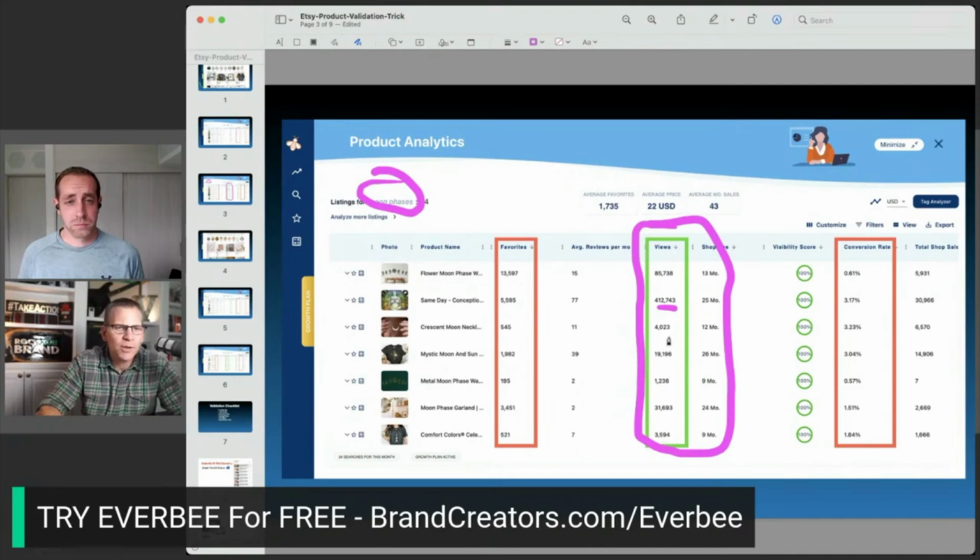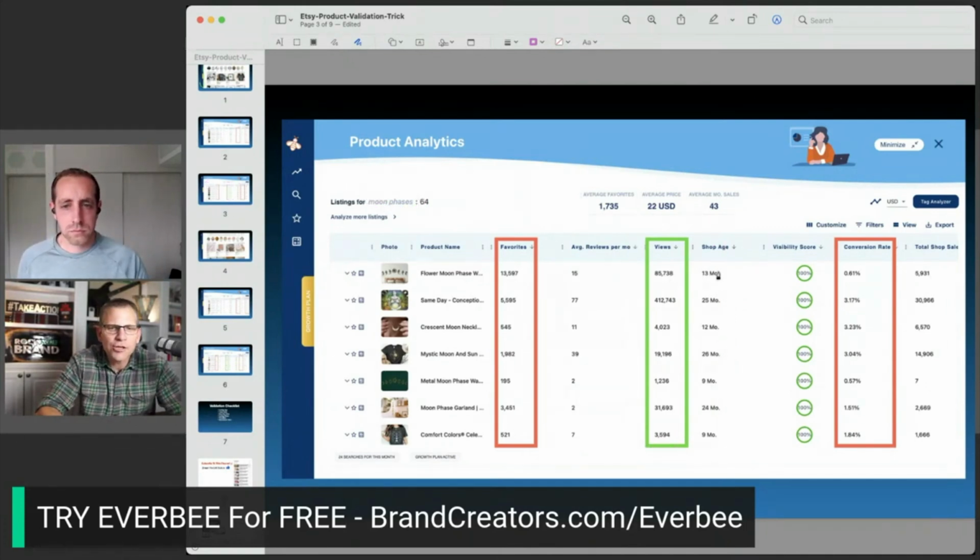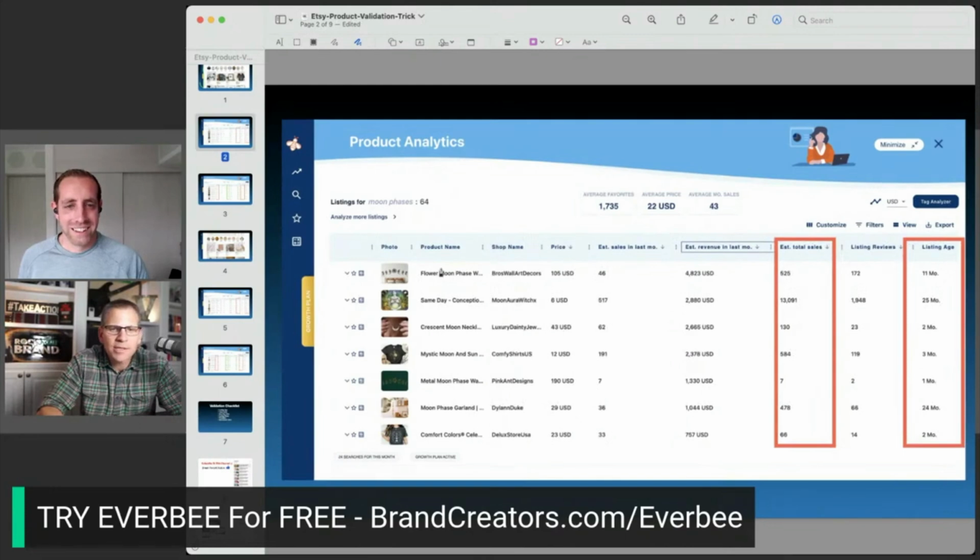I would have to look into it and make sure it has to do with moon phases and all that good stuff. But even if I got rid of that one, I'm looking at this one. This is definitely moon phase, and it gets 85,000 views. From what I can see here, the shop age is only 13 months old. How old is the listing? Well, let's look. The listing is 11 months old, so it was just when the shop opened.